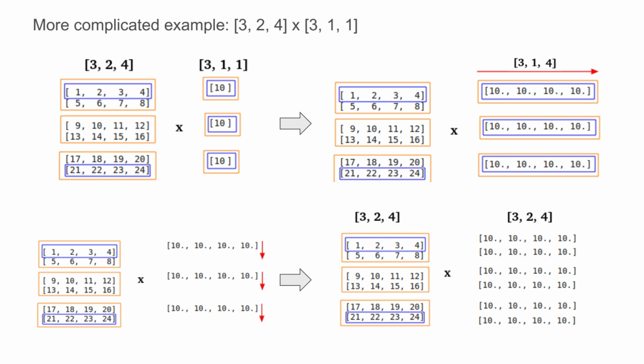Now, let's look at a more complicated example of broadcasting. 3 by 2 by 4 multiplied by 3 by 1 by 1. How does this work? Following the broadcasting rules, we compare dimensions from right to left. 4 against 1 is valid, since 1 can expand to 4. 2 against 1 is valid, since 1 can expand to 2. 3 against 3 is valid, same dimension.